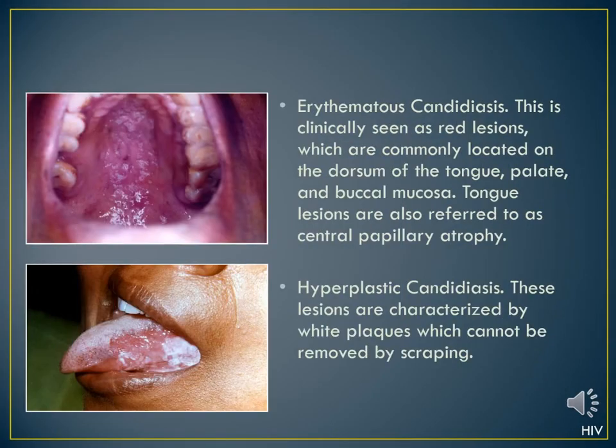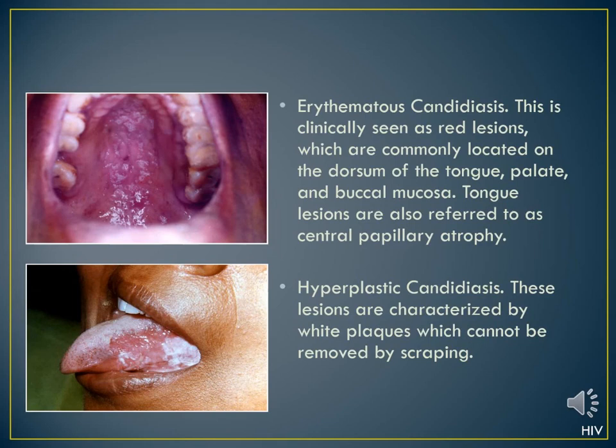Next, under oral candidiasis, there is also erythematous candidiasis. This is clinically seen as a red lesion which is commonly located on the dorsum of the tongue, palate, and also buccal mucosa. Tongue lesions are also referred to as central papillary atrophy.